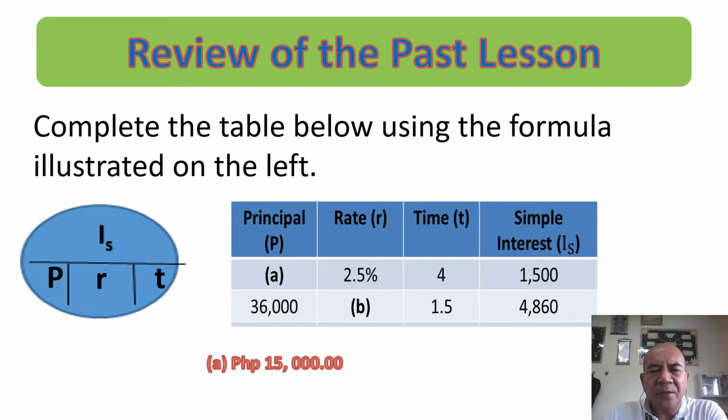The next unknown is letter B. You're going to find the rate. Looking at this formula, to find the rate, you take the product of principal and time and divide the interest by it. So our answer is 9%.